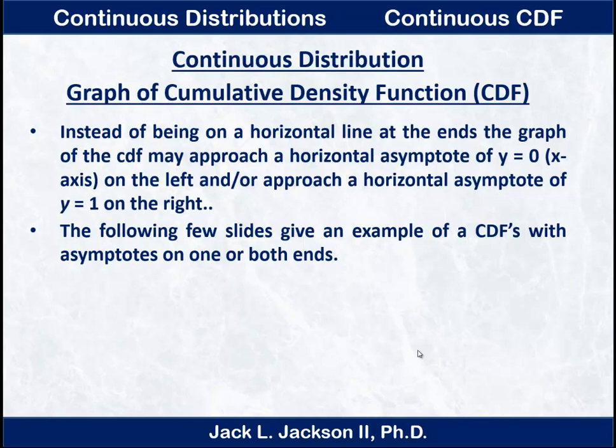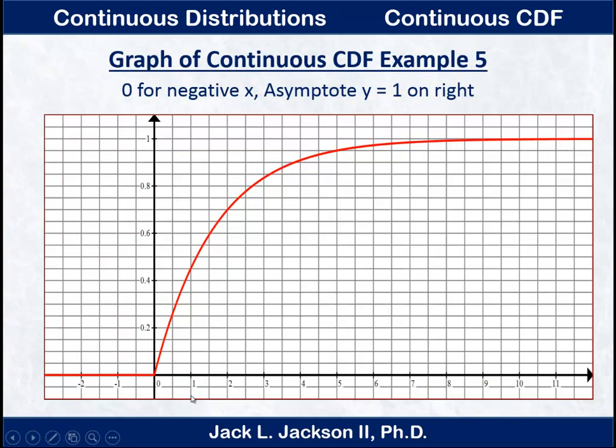So we'll give a couple of examples of this, something that has an asymptote of 1 on one or both ends. Here's one that has an asymptote on the right. Essentially this graph might as well just be defined from 0 to infinity, because for x less than 0, all the y values are 0 on both the CDF and the PDF. So it's 0 for negative x. And then for positive x's, it increases the whole way. Now this one never actually reaches 1. It has an asymptote of 1.